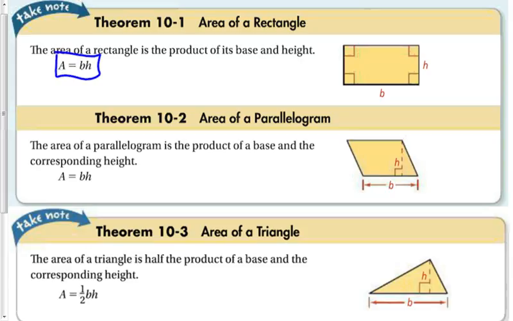The one thing about a parallelogram is you may always have the base, but you may not always have the height. Sometimes you may just have a side length, but what you really need is the height. So a perpendicular line to the base that goes up to the other side is perpendicular to both. And theorem 10.3 is the area of a triangle, very similar to that of a rectangle, only you are multiplying it by 1/2 or dividing it by 2. So the area of a triangle is half the product of the base and the corresponding height.